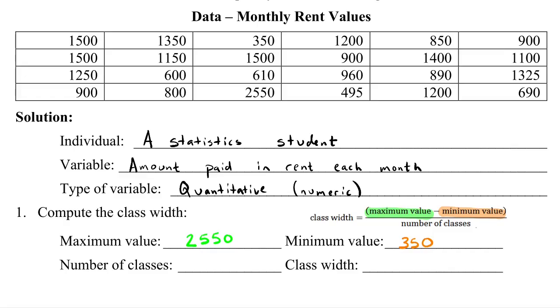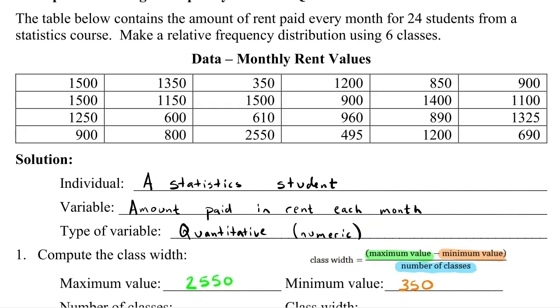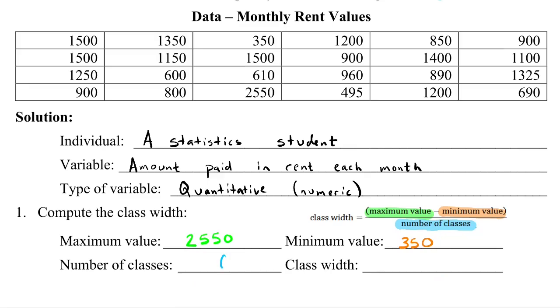Okay, so the other number that we need for this class width formula is our number of classes. And in real life, that's something that we often get to choose. In math class, that's going to be told to us as a part of the problem. So in this problem, we were told that we want to use 6 classes. The number of classes we want to use is 6.